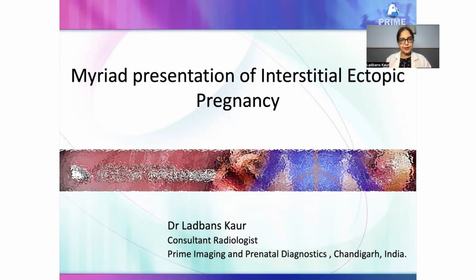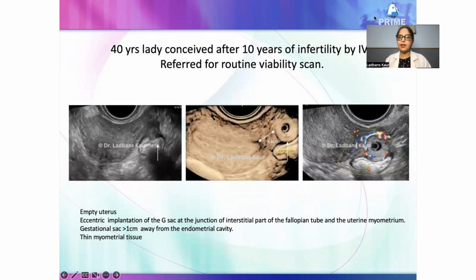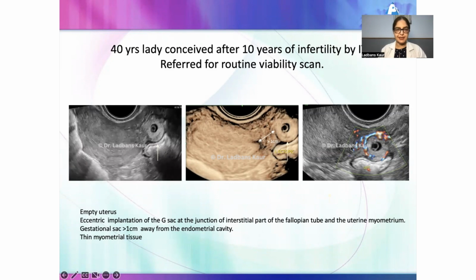I'll be showing you a myriad presentation of interstitial ectopic pregnancy. This is a 40-year-old lady who conceived after 10 years of infertility by IVF, referred for a routine viability scan.